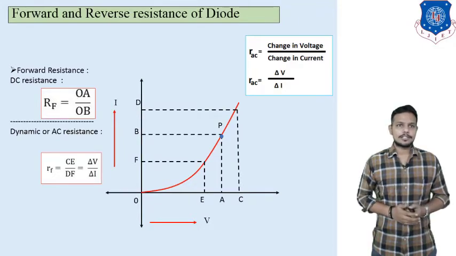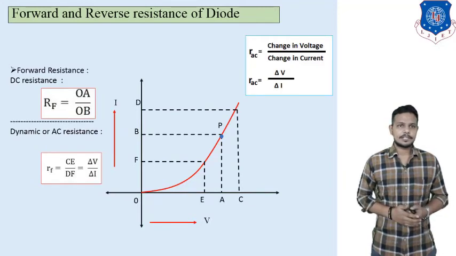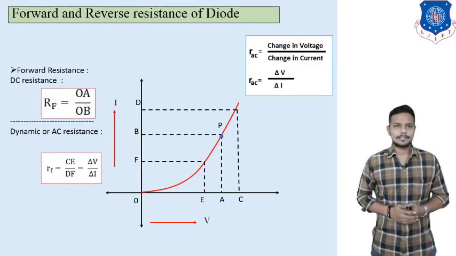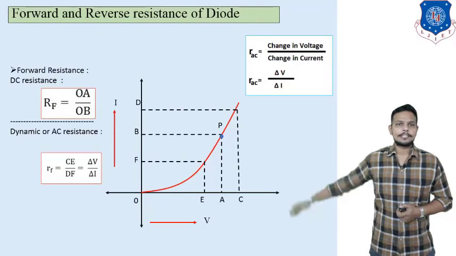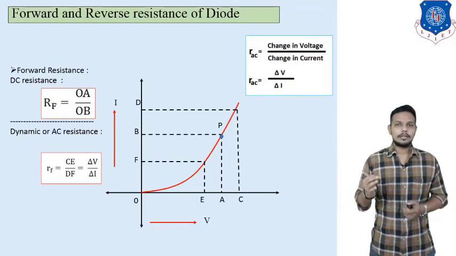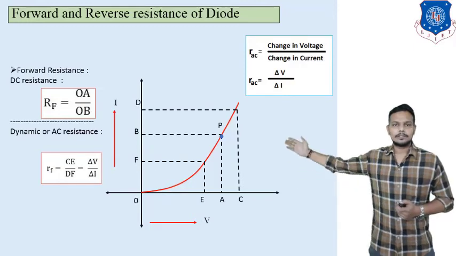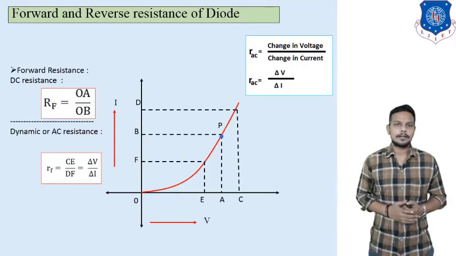Now we are finding the forward resistance and reverse resistance. Forward resistance can be of two types: one is DC resistance and another one is AC resistance. Let us discuss DC resistance first. Resistance means V is equal to IR. Making R the subject, it becomes R is equal to V by I. So basically we are finding the ratio of voltage and current.